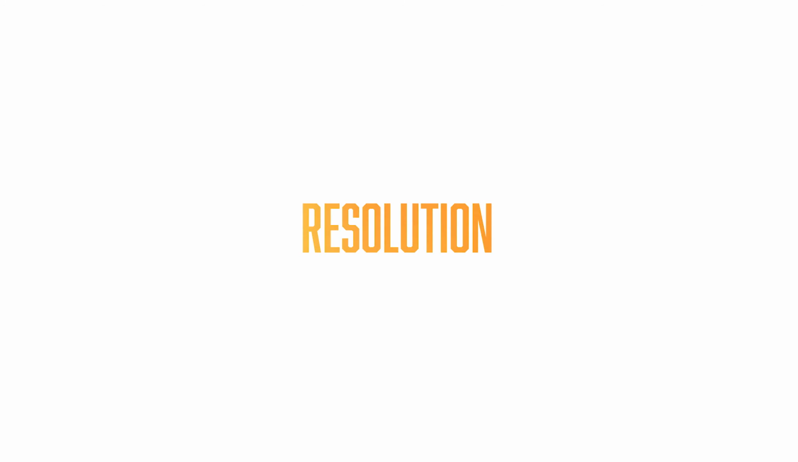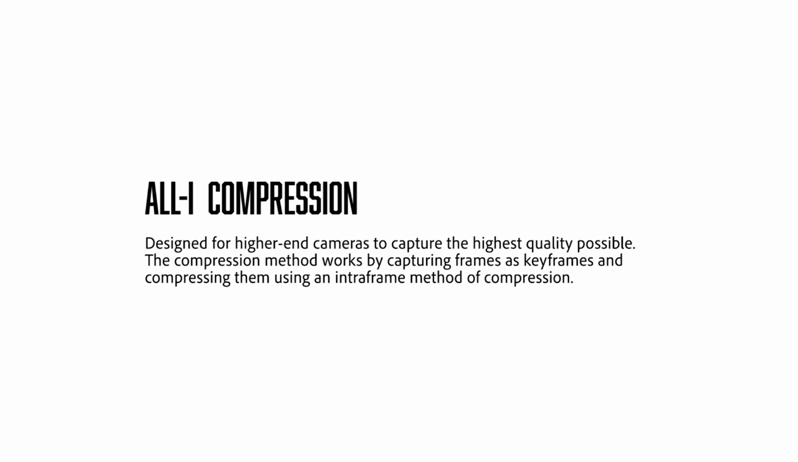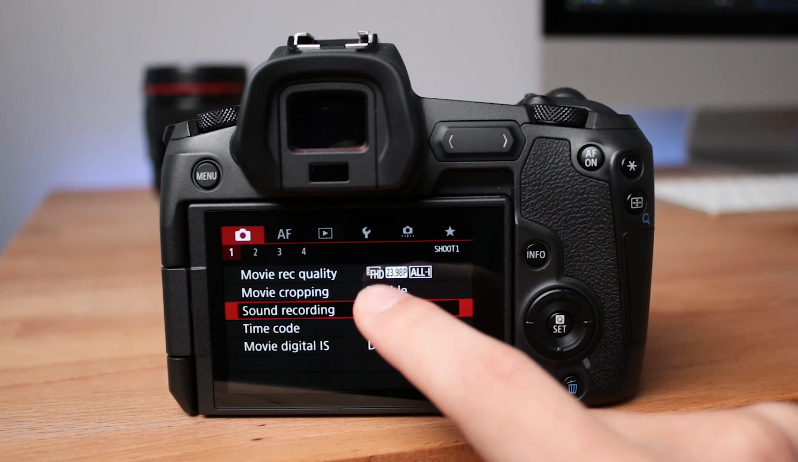For resolution, I shoot all of my videos in 1080p using the all-eye option. So on Canon cameras, all-eye is like the high bitrate. It's gonna give you the absolute highest quality possible 1080p. Now I could go into a whole rant video on why you don't need 4K.